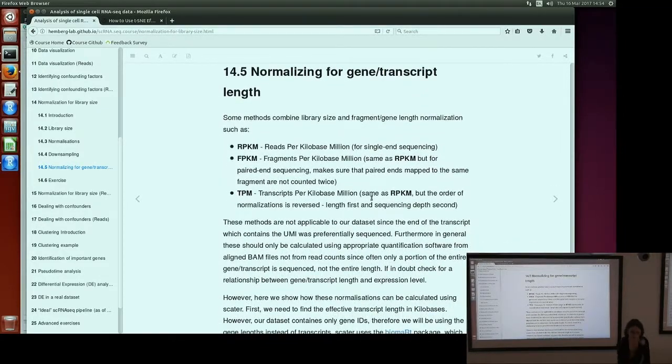So the final topic is to normalize for gene or transcript length, because if you have a long transcript, you have the potential to have many more fragments come from that one transcript than if you have a short transcript. And this can lead to long genes having higher expression values. This has been noted a lot in bulk RNA-seq, that long genes have higher expression values on average than short transcripts.